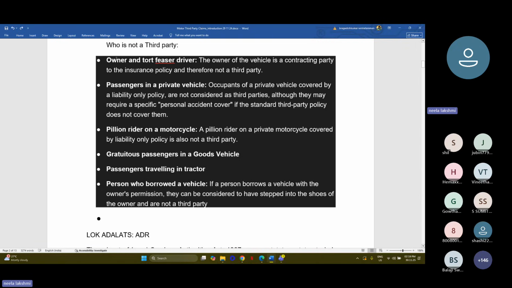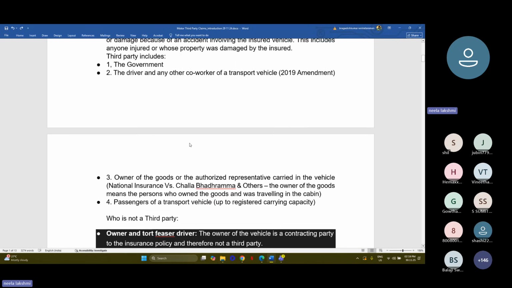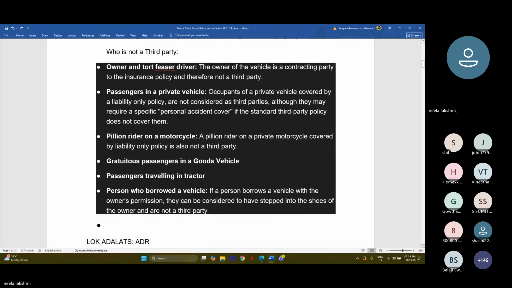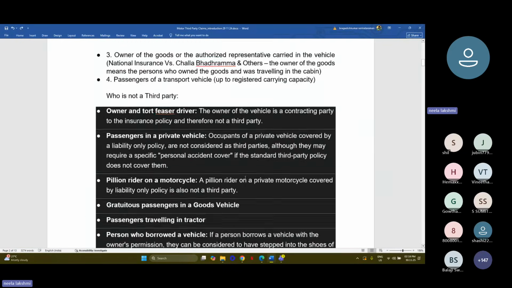These are all the points which you ought to remember while handling the TP claim. Owner, tortfeasor driver, passengers in a private car vehicle, pillion rider of a motorcycle, both in case of liability only policy, gratuitous passengers in goods vehicle, passengers traveling in a tractor, person who borrowed a vehicle, he steps into the shoes of the owner and he cannot be treated as a third party. Now we know who are all third parties and who are not third parties. This would help us to handle the TP claims in a better manner.